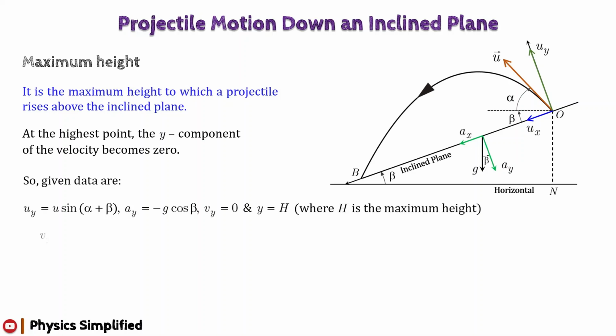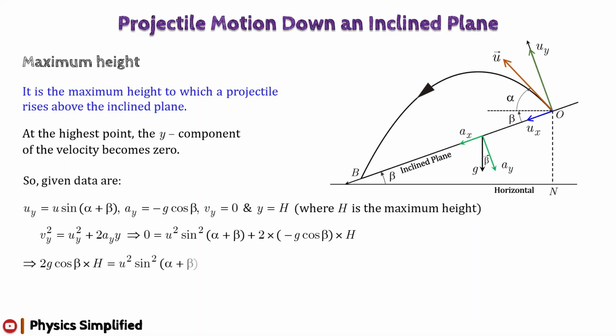From the third kinematic equation, we write v suffix y squared is equal to u suffix y squared plus 2 a suffix y times y. Substituting the given data and simplifying, we get 2 g cos beta times H is equal to u squared sin squared(alpha plus beta). So, the maximum height attained by the projectile fired down the incline is given by H equal to u squared sin squared(alpha plus beta) divided by 2 g cos beta.